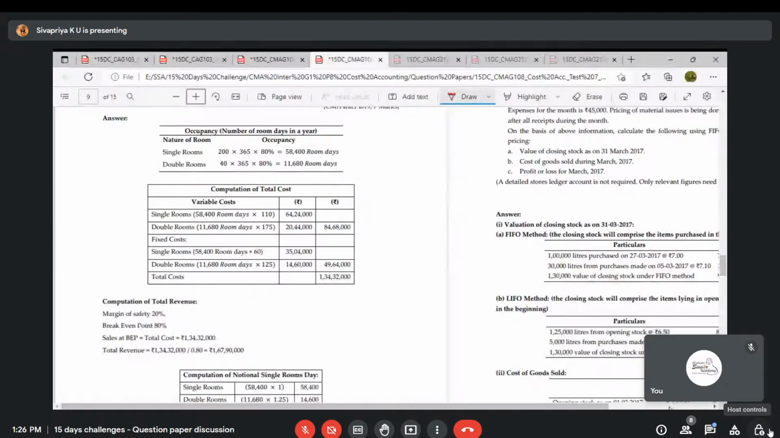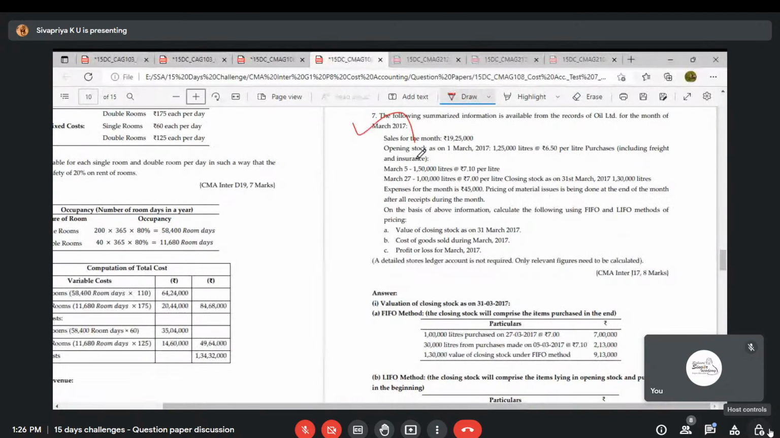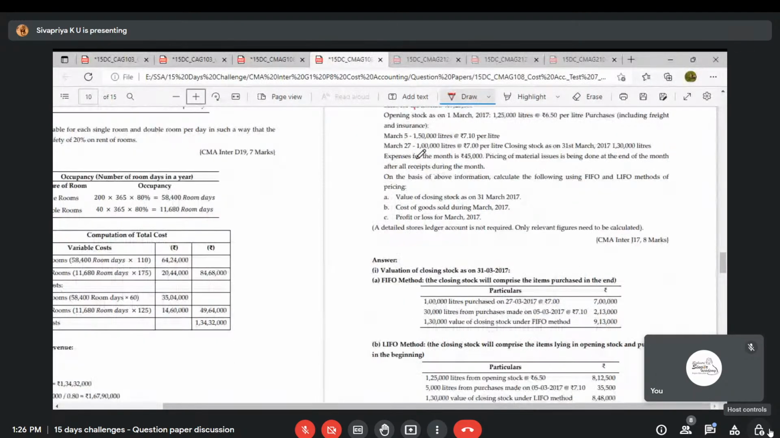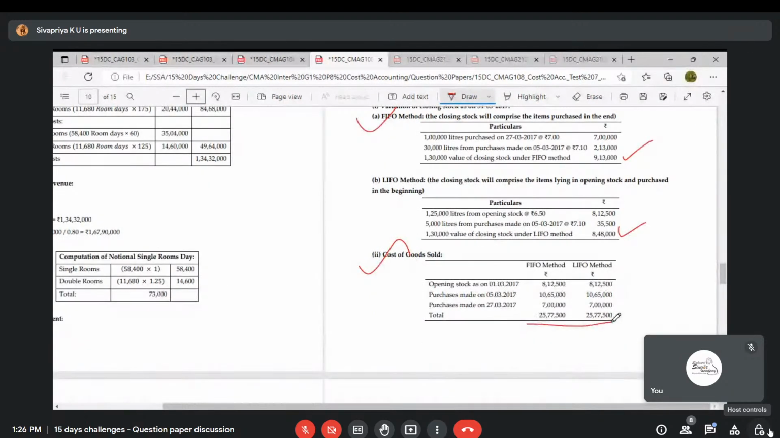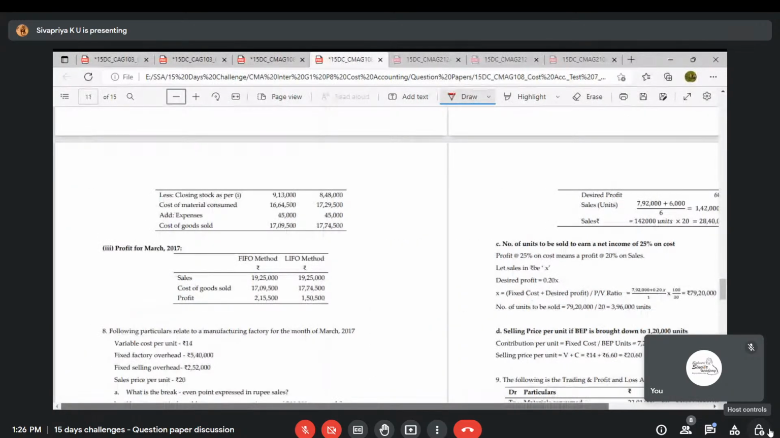Then question number 7. Detailed stores ledger account தேவையில்லை. You have to just calculate the closing stock as per FIFO method and LIFO method. As per FIFO method, 9,13,000, LIFO 8,48,000. Cost of goods sold, the answer 25,77,500. This is the cost of goods sold: 17,09,500, 17,74,500. And you have profit under 2 methods: 2,15,500 and 1,50,500.